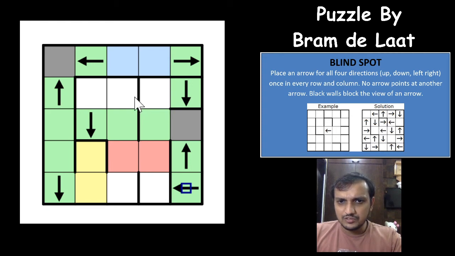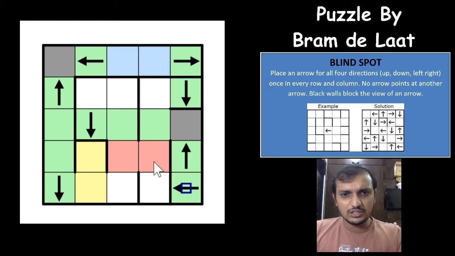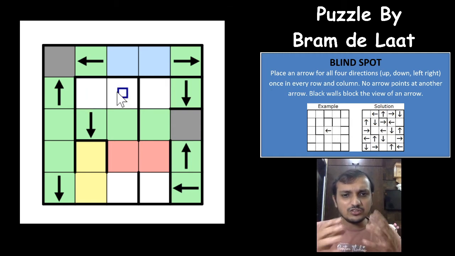If this is left, this would have to be right. Not possible. Okay, so this cannot be left. That's a really good logic. If you see the second row, even the easy puzzle seems to be a tough one, right? Because it is a new genre, so even the easy puzzles would really be sometimes tough, right?